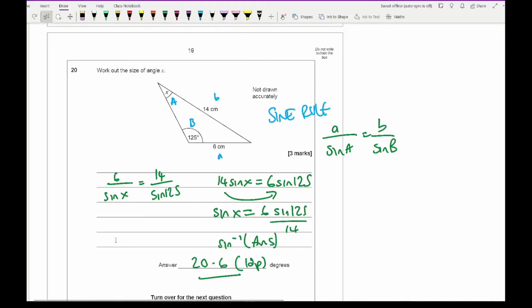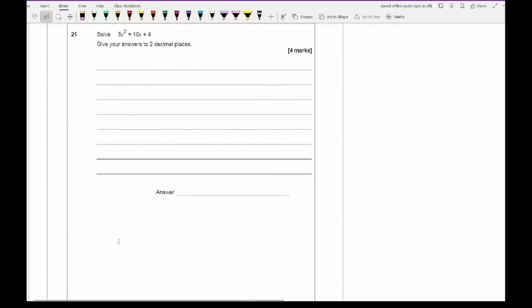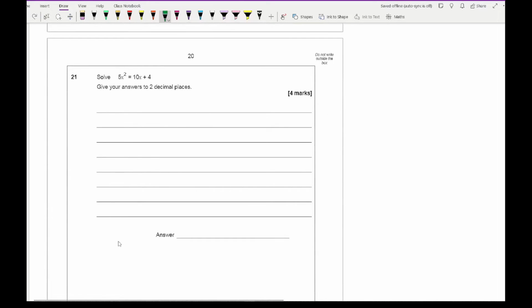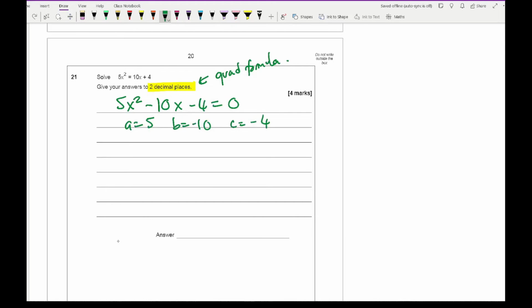Moving on to question 21, it says solve this. It looks like a quadratic to 2 decimal places. So the fact it says that means I'm going to go straight into using the quad formula. Now before you go on to solve any quadratic, you need to make it equal to 0. So I've got 5x squared minus 10x minus 4 equals 0. So here a equals 5, b equals minus 10, c equals minus 4.